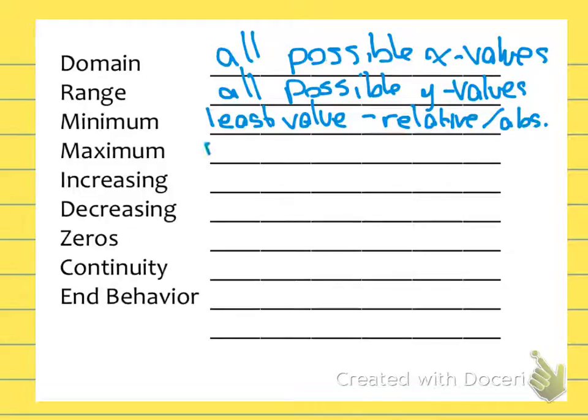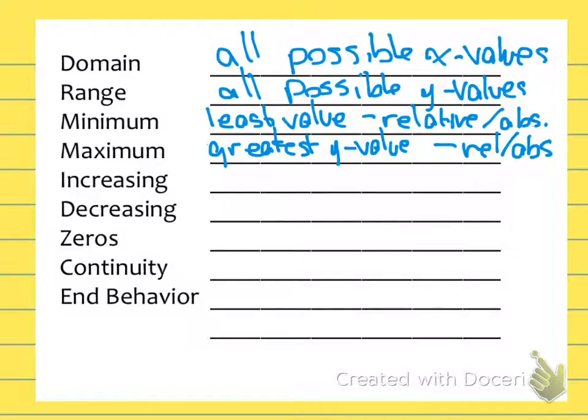And the maximum, same thing. The greatest value, let's write greatest, not most, greatest y value. And again, we can have either relative or absolute maximum. Relative means that the point is higher than any of the other points immediately around it. Absolute means there's nothing else on the graph with a higher y value.